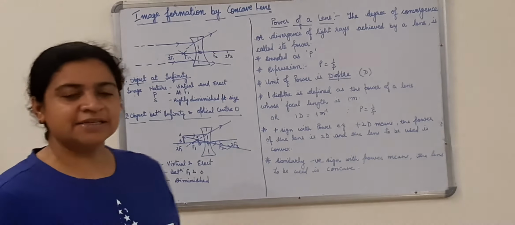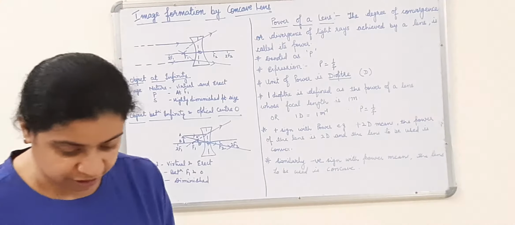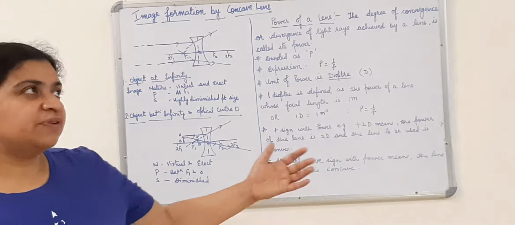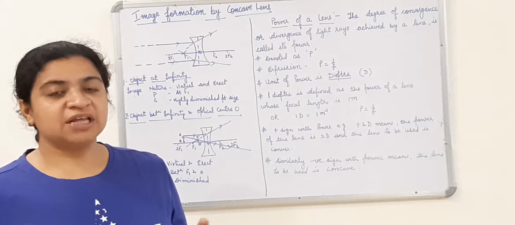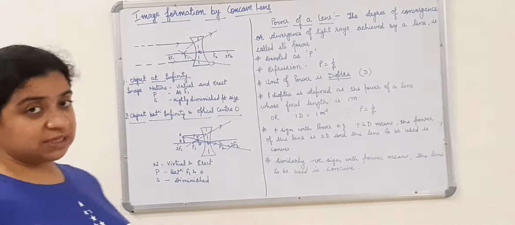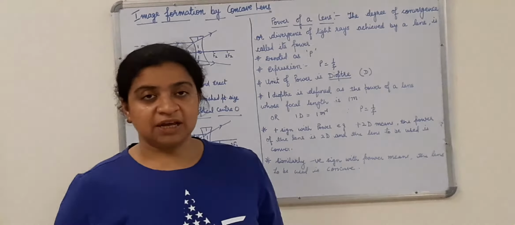Hello children, let's start our next topic from the lesson light reflection and refraction, that is image formation by concave lens. In the previous video, the video which I had sent, it talked about the image formation by a convex lens. So today we are going to talk about the image formation by concave lens.